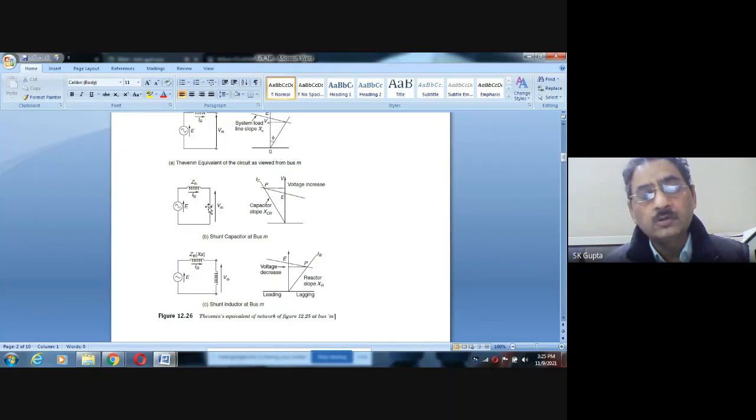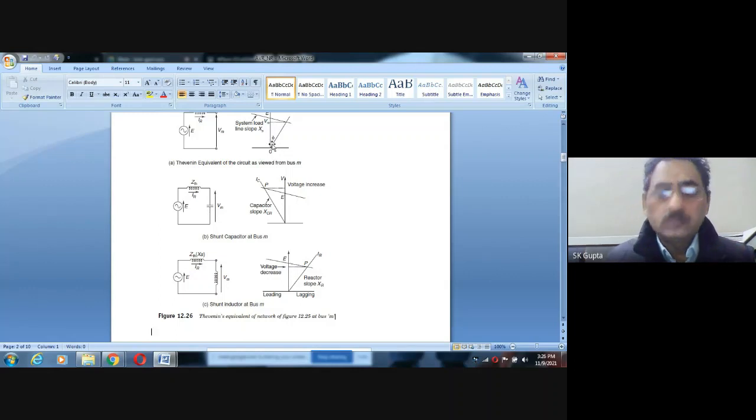How much load? Load of this SVC, meaning current in the SVC. So it is lagging on this side, leading on this side, and the V-I relation is the Z. So Z is the slope of this curve. Z means not the Thevenin's Z, but the Z of this inductance, susceptance. You can say the equivalent susceptance of the SVC, of inductance and capacitance. So this is that amount.